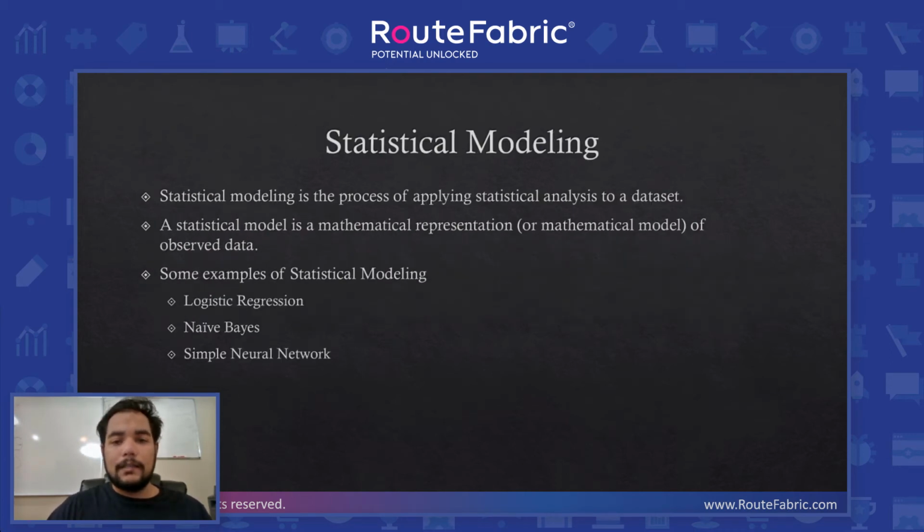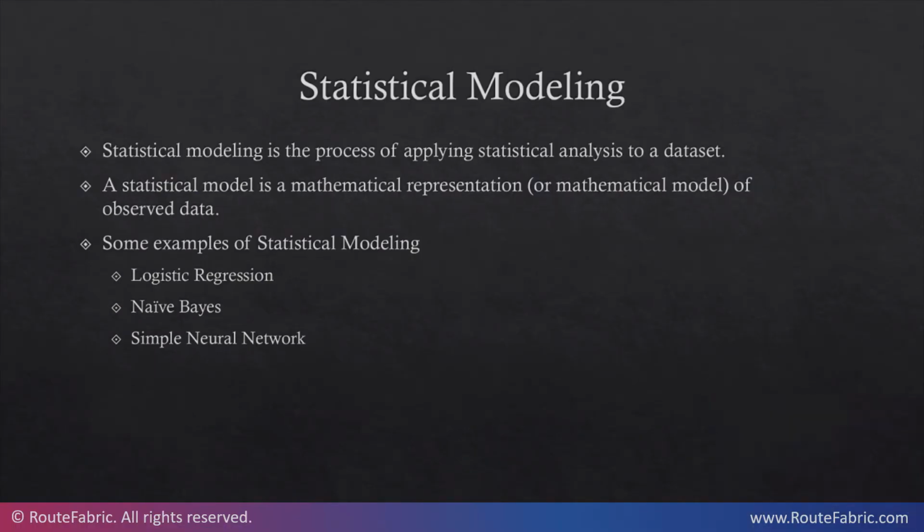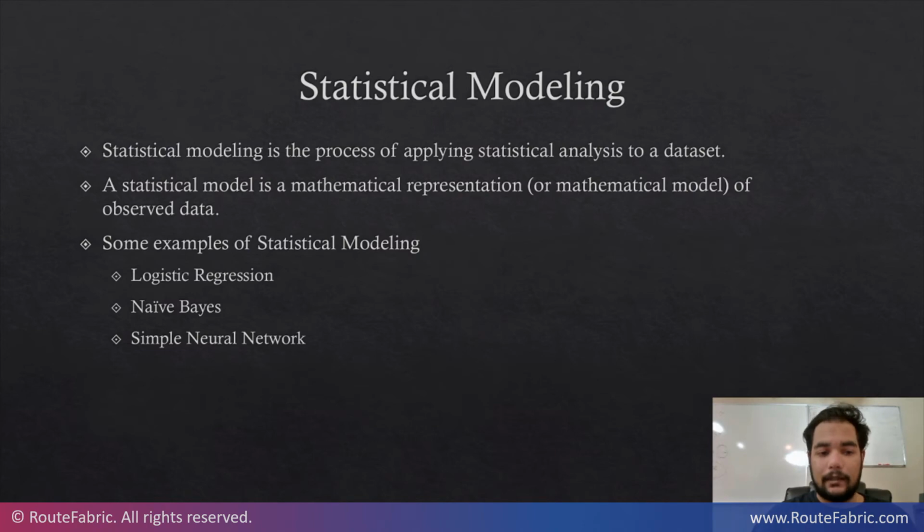Now let us look at statistical modeling. Statistical modeling is the process of applying statistical analysis to a dataset. A statistical model is a mathematical representation, or mathematical model, of observed data. Some examples of statistical modeling are logistic regression, naive Bayes, and simple neural networks. We will be seeing these models taken to the next level when we are talking about machine learning.